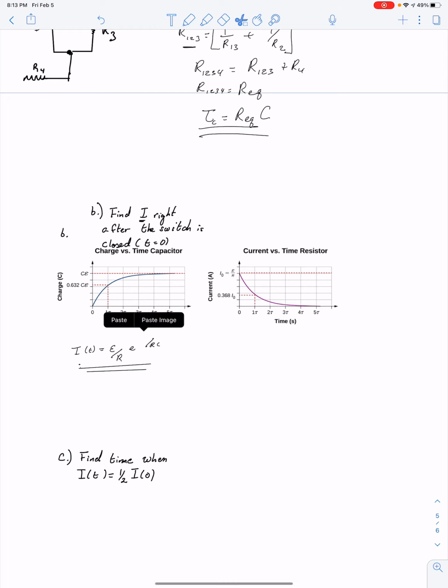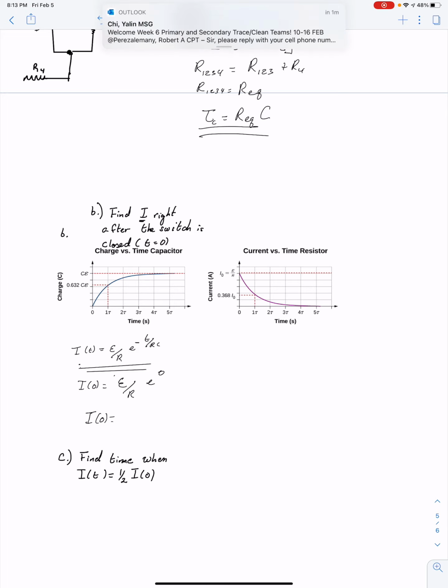And it's asking me, what is the current at time 0? Well, I'll tell you what's the current at time 0. E to the 0 because it's time 0. Apparently current at time 0 is EMF over resistance. Too easy.